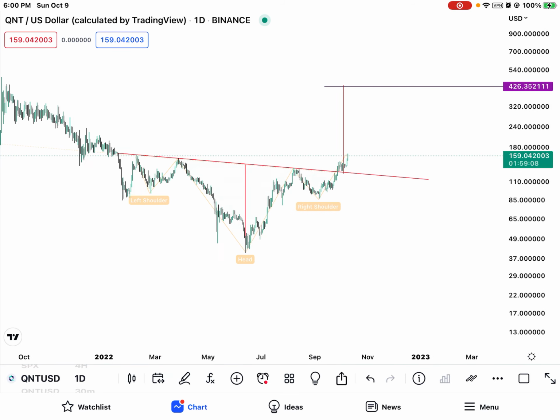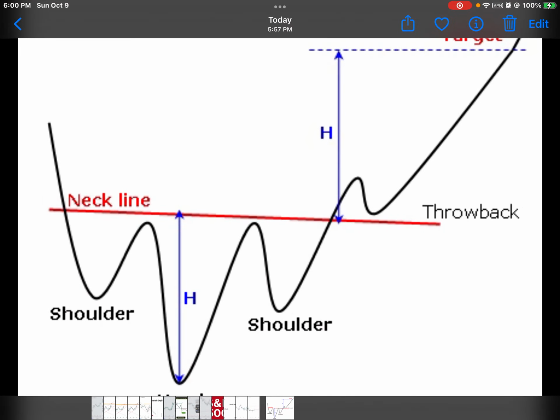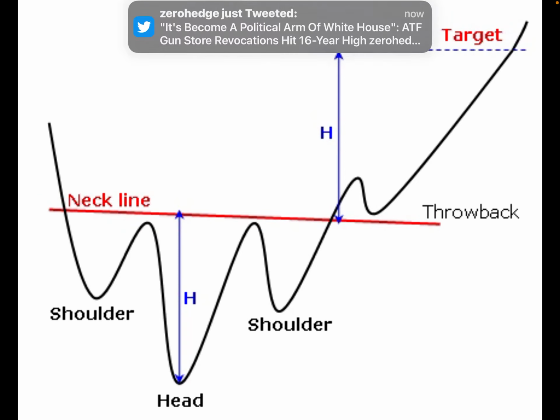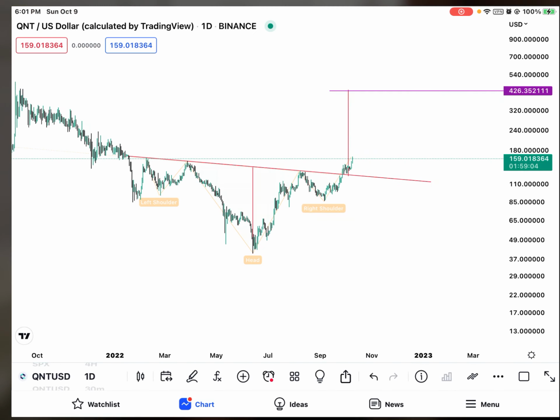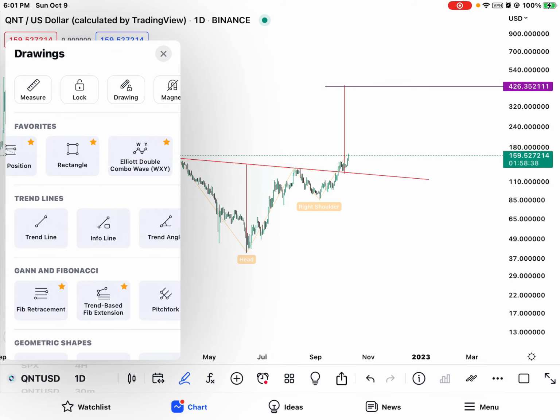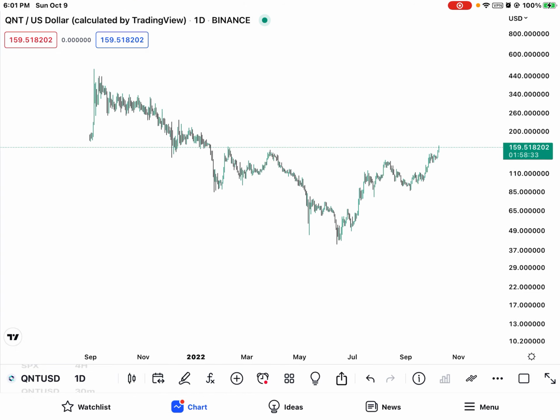Now, I also wanted to show you something else, okay? So before I show you that, let me just show you what that pattern would look like. So that is your inverse head and shoulders pattern. We had our breakthrough, we had our retest of our neckline, and then it's the same size from our head to the neckline for our target. Let's go back to the charts here. And let me just delete everything on the chart. I just wanted to show you something else really quickly.